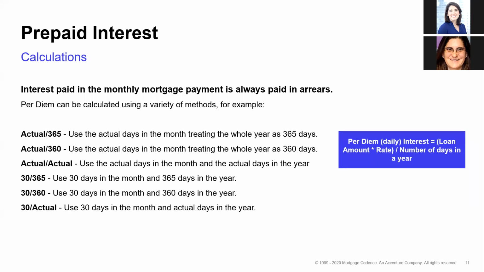Meaning there's two numbers or two data points. For instance, actual/365 means use the actual days in the month. So for instance, actual makes a difference in February. In our calculation, we use 28 days, as opposed to 30/360, where we'd use 30 days, even if it were February. Okay, so actual means look at the date and use the actual number of days. And that's true for the month or the year.